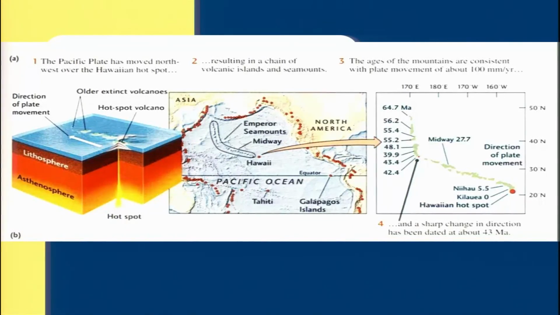At this point, there is a sharp change in the direction, which was around 43 million years back. There may have been some event which caused the change in direction, but of course this was not the direction observed in the present motion. Presently, it is moving in this direction, but the older ones show a different, almost north-south direction. So, I will stop here and we will continue in the next lecture. Thank you so much.